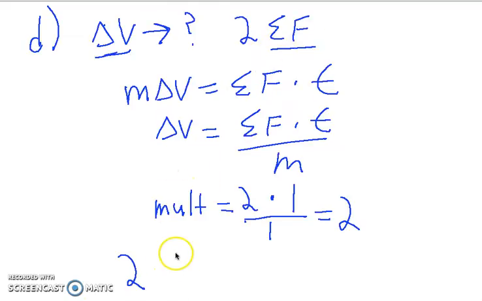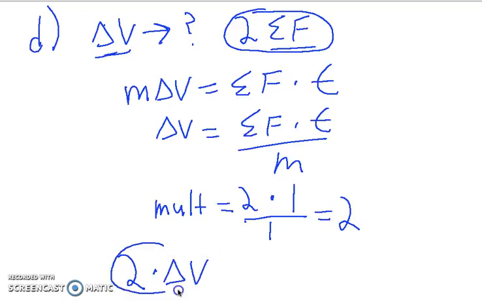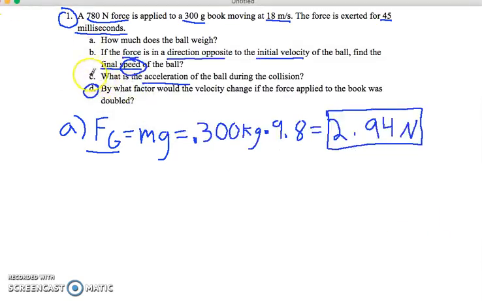if we double the net force, so if we double the force that's being applied to it, we're really going to double the change in velocity. A little sloppy, let me rewrite that. So again, we double the force, we're really going to double the change in velocity. Okay, so that was all of the parts for problem number 1 in the Momentum Review 1.